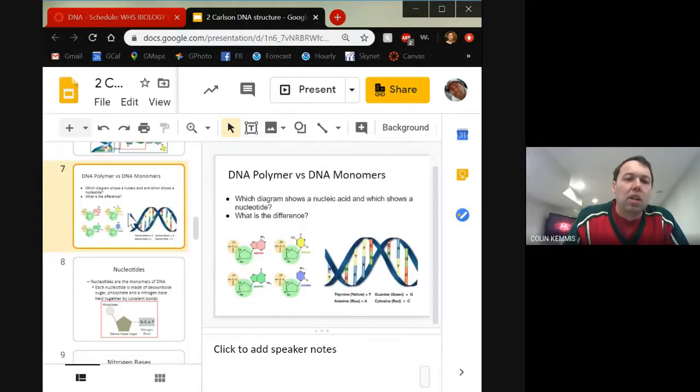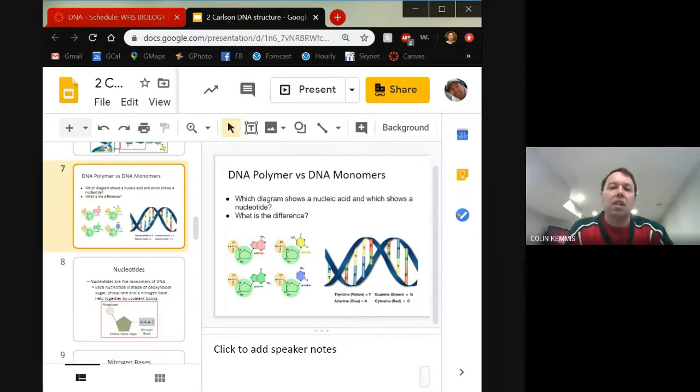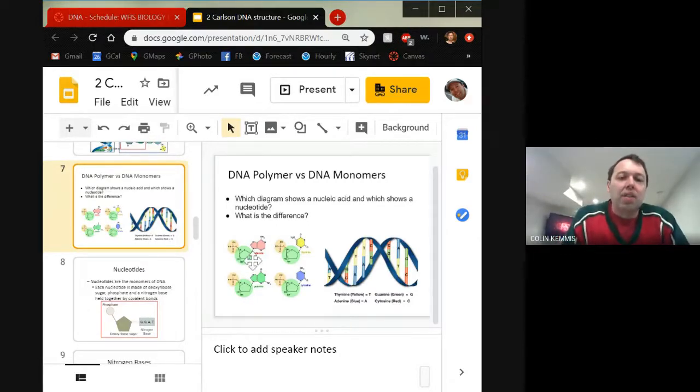All right, let's go on to slide 7. Which diagram shows a nucleic acid and which shows a nucleotide? What is the difference? So here we have the different nucleotides. There's 4 different kinds: adenine, cytosine, guanine, thymine. And so those are all there for you. You can see the different chemical structures. You don't need to know this detailed chemical structure here.